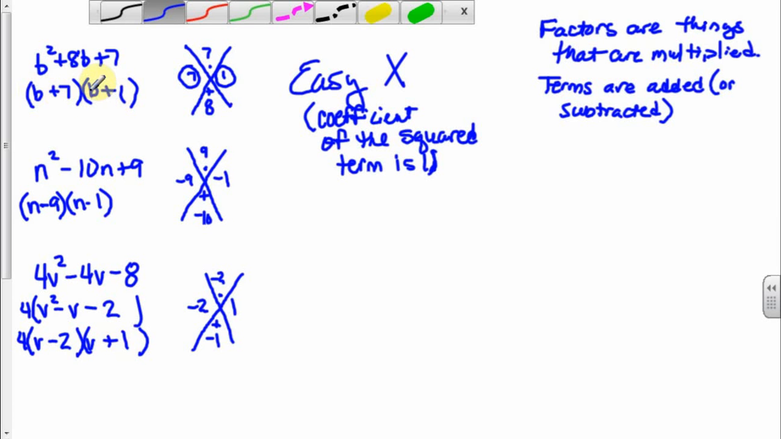So if you foiled this, you'd get b squared plus 1b plus 7b plus 7. The outer and the inner terms usually add together. They do in this case. That's where the 8b comes from. Okay? That is just a review of factoring the trinomials that are easy to factor.